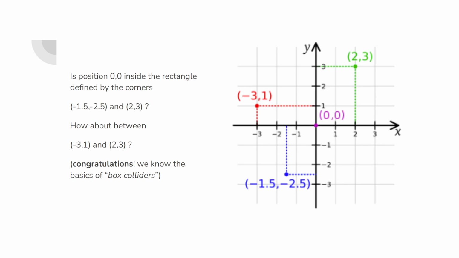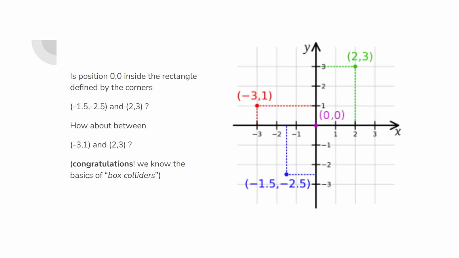If I suddenly said one corner's up here and one corner's down here, then I want to figure out, am I between those two, versus if I'm down here. So it can change a little bit. But you can imagine if I asked you, is position 0, 0 inside the rectangle defined by corners -1.5, -2.5, and 2, 3? Is the center within those two things? Certainly seems to be. If this is one corner, that's another corner, that seems to be in the middle of it.